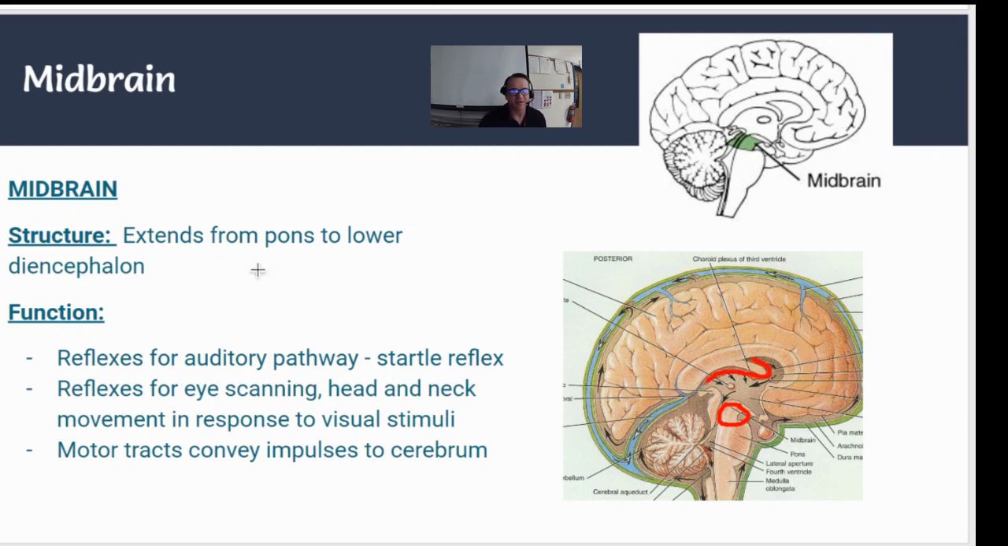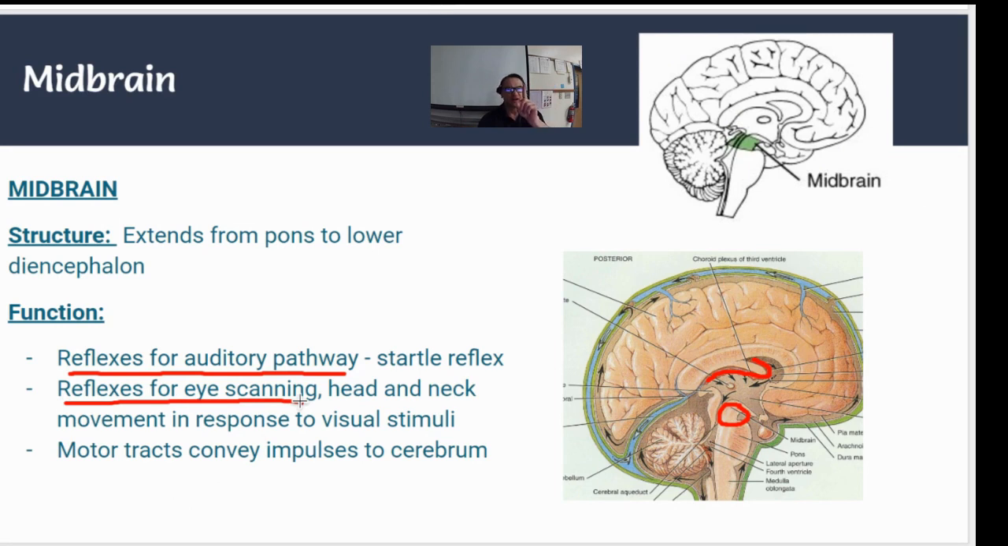All right, so what does the midbrain do? Remember, reflexes for auditory stimuli. So that's the startle reflex. So if somebody comes behind you and goes, boo, you're going to jump. You won't even need to think about it. It's going to happen all by itself. That's the midbrain. Also, eye reflexes for scanning, for tracking visual objects, to focus on visual.